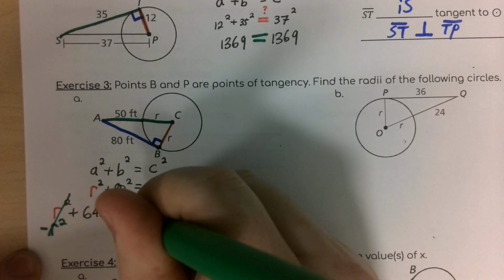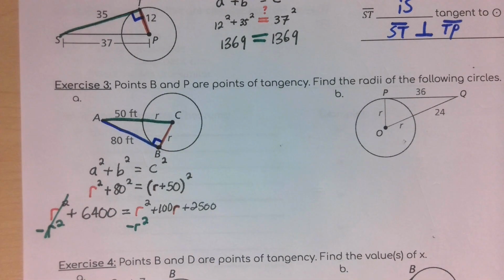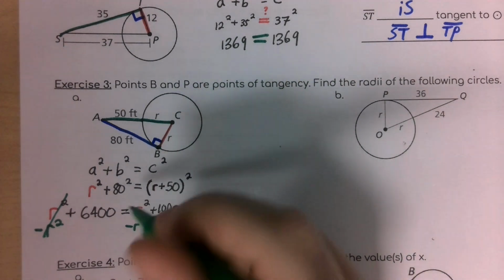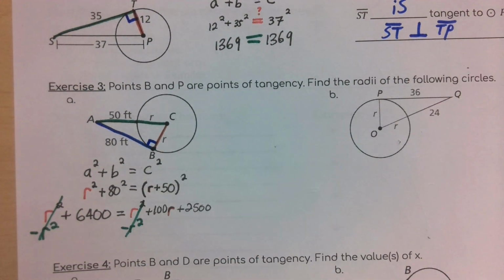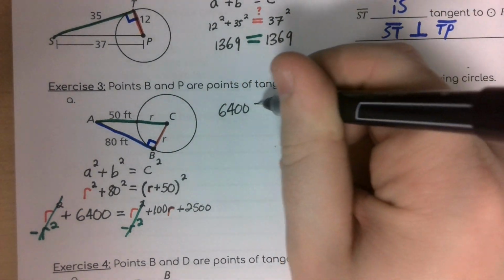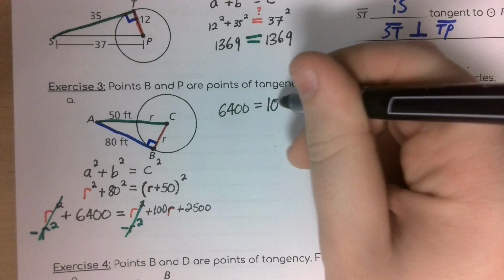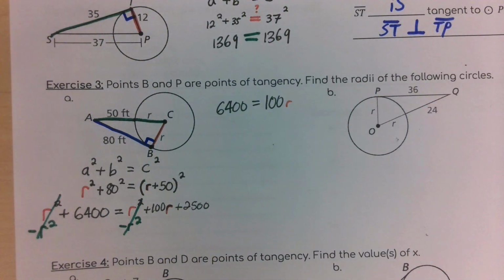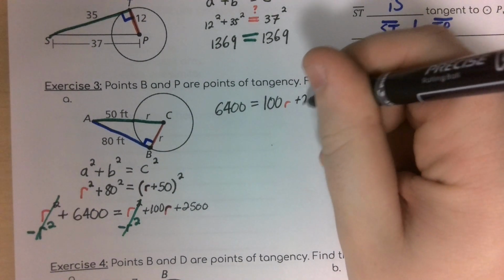But wait a second, what happens when I do minus r squared to the other side? What's r squared minus r squared? These also cancel out. So actually, we don't need to worry about the squareds. All we have is 6,400 equals 100r plus 2,500.